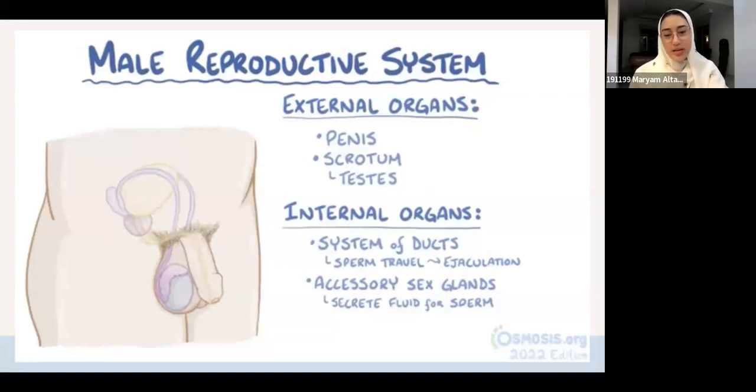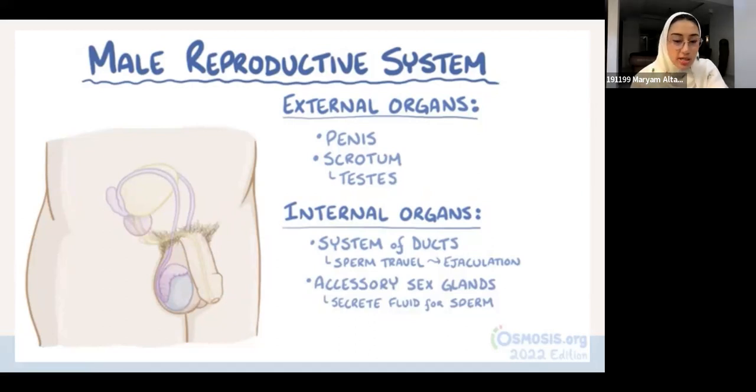Okay, so Bismillah, now we're going to start with the male reproductive system. So we have our external organs and our internal organs. Our external organs are mainly the penis and the scrotum, which inside it contain testes. And you can see the testes and the different parts. Then you have your internal organs. There's a system of ducts and a system of accessory sex glands. Your duct is basically where your sperm are made here.